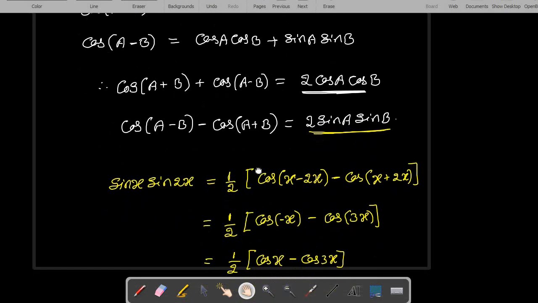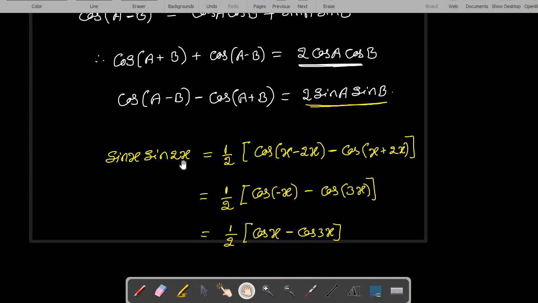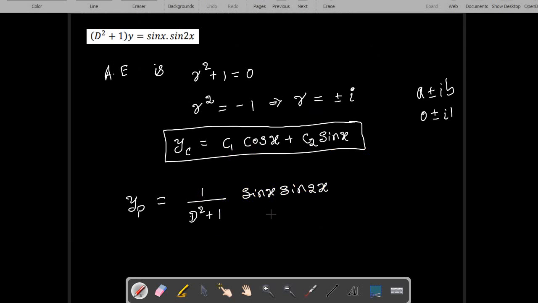Now we have sin x into sin 2x on the right hand side. This product, let us try to bring it as a sum. So sin x into sin 2x equals 1 by 2 into cos(a minus b) minus cos(a plus b), and it became cos(negative x) minus cos 3x, and we know cos of negative x is the same as cos x. So finally we got it. In place of sin x into sin 2x, we will write this expression. Now let us write it here.